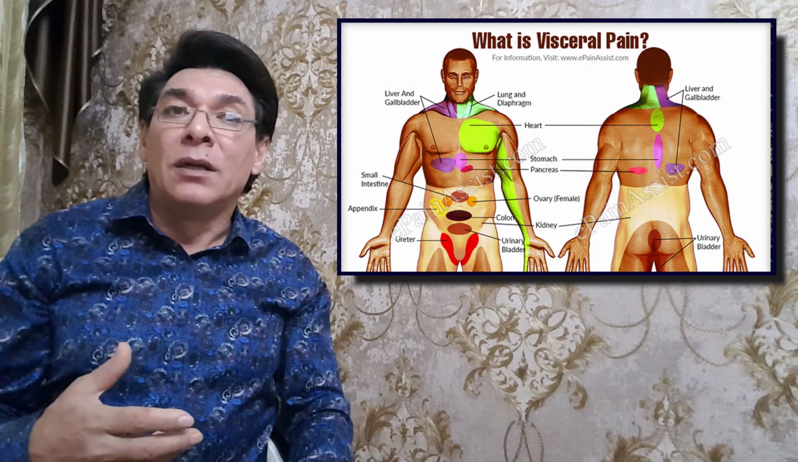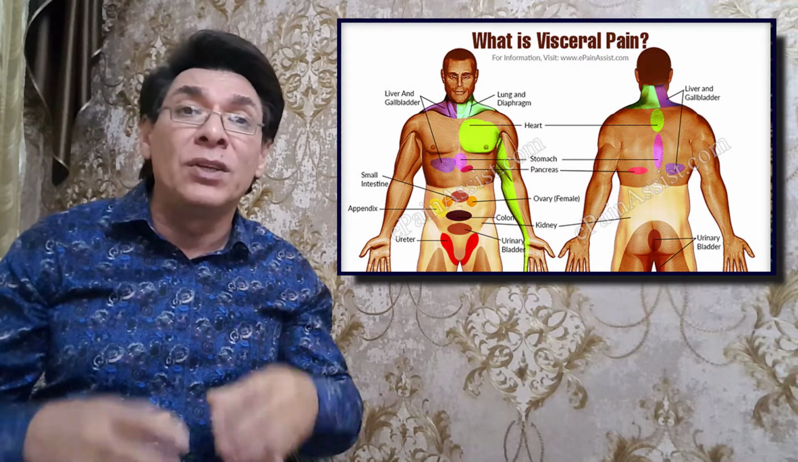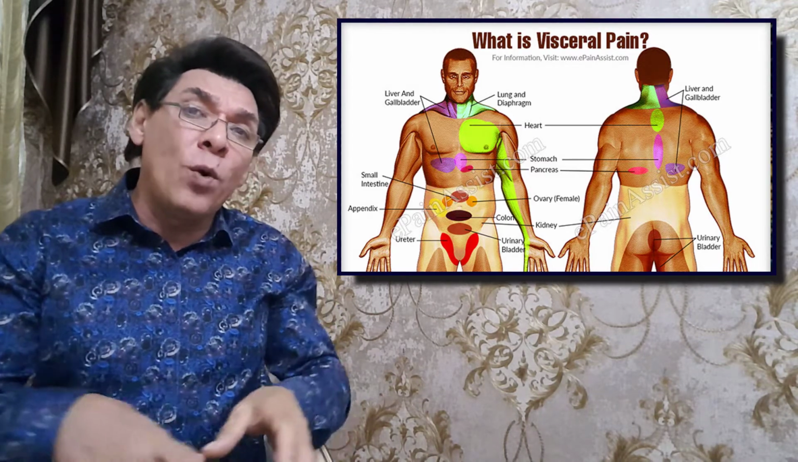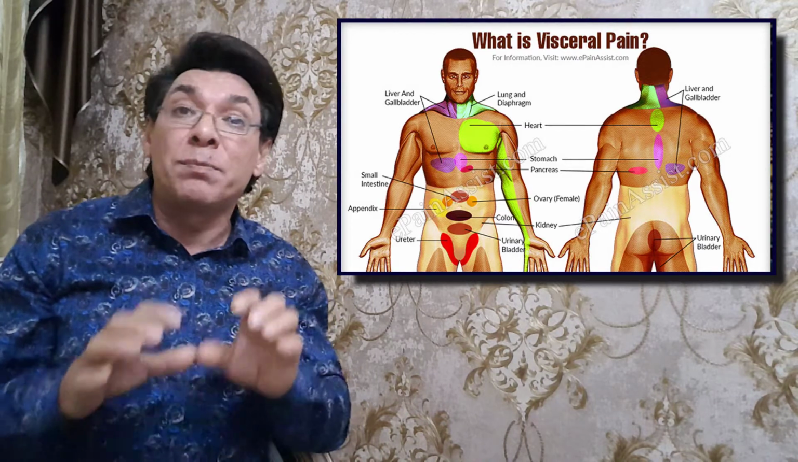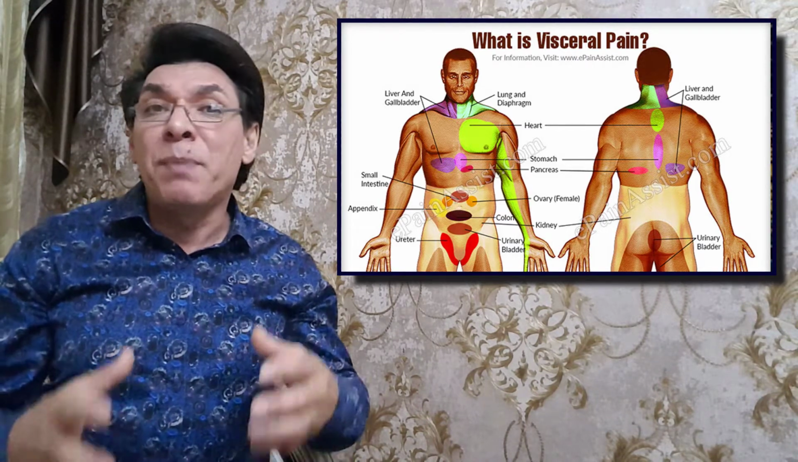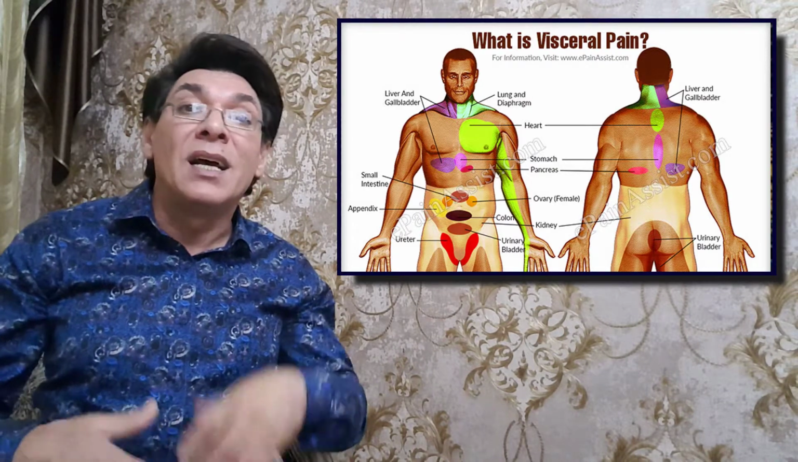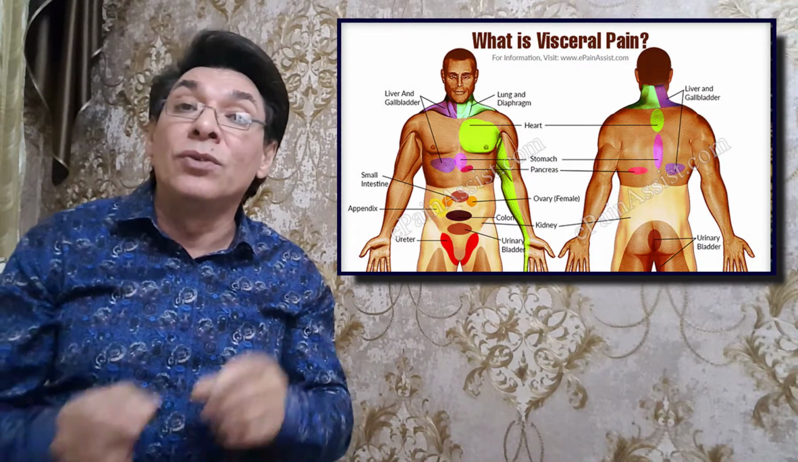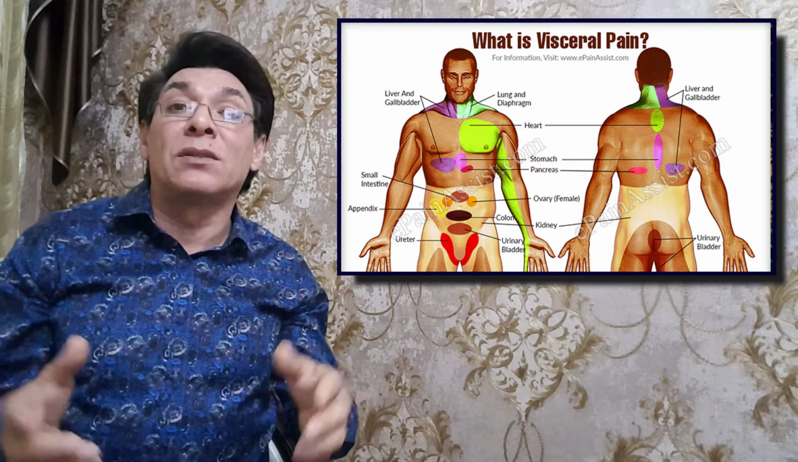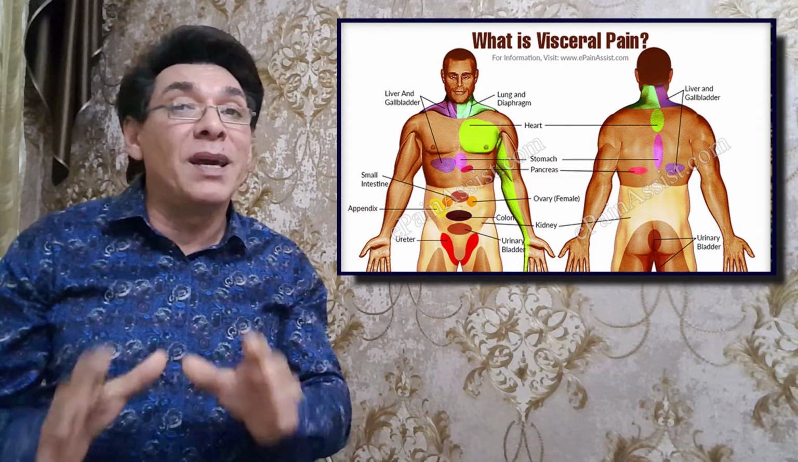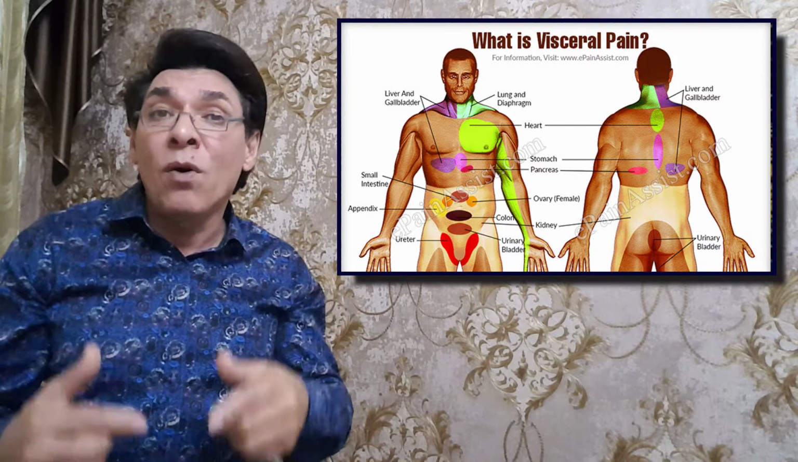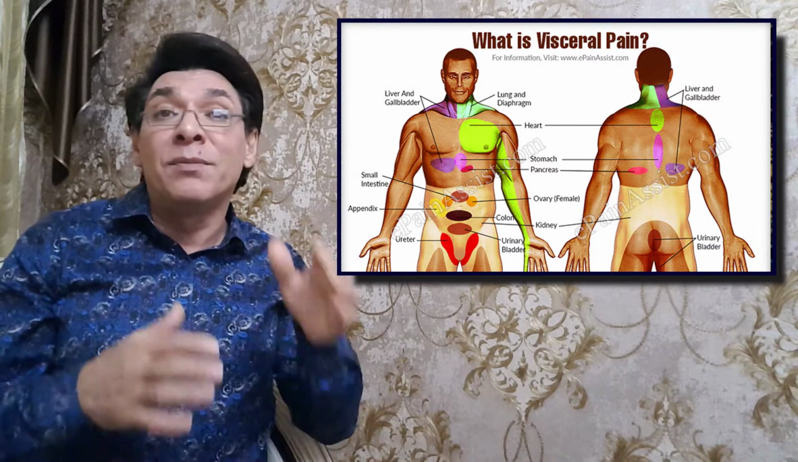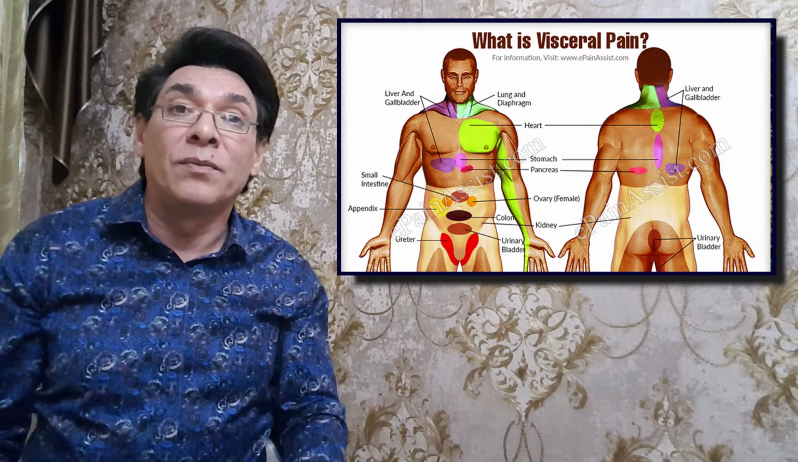For example, referred pain from the urinary bladder can follow the parasympathetic pathway via the pelvic splanchnic nerves. Since the pelvic splanchnic nerves lie in the S2 till S4 segments of the spinal cord, pain may be referred to the S2 to S4 dermatomes, which overlie the medial buttocks region.